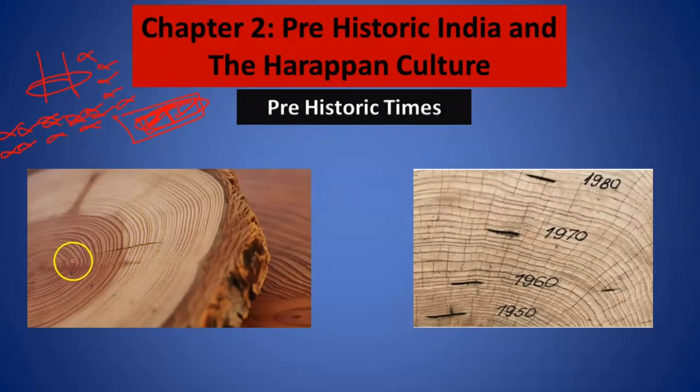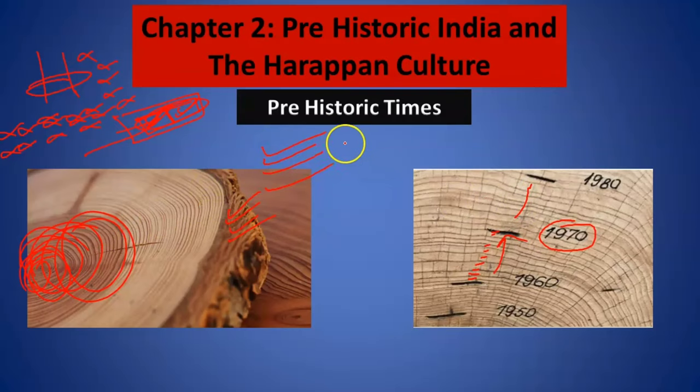So if you cut a tree, or let's say there's a broken tree kept and you cut it, you will see these sort of ring structures in that. Based on that also, you can find out the age of a tree. For example, here, let's say this is 1960. Now, if you start counting this up to 10, you can say that 10 years have so far passed. So this way also, the age is being found by the archaeologist.